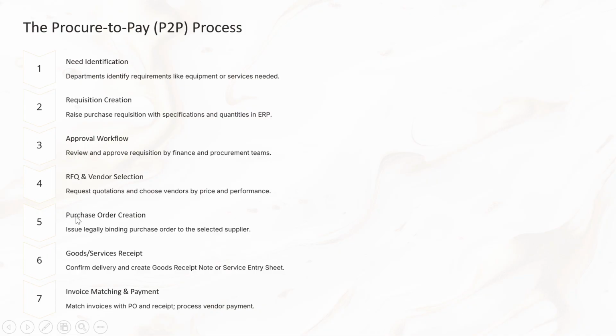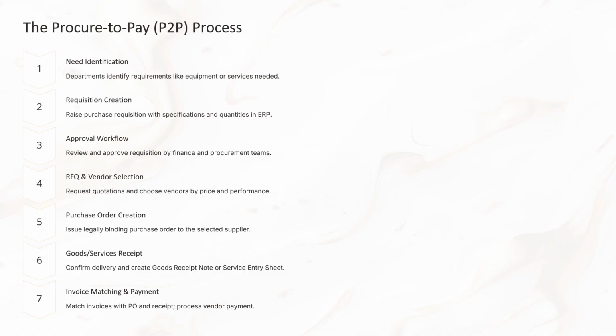Now the purchase order creation. Issue the legally binding purchase order for the selected supplier, whose rates, quality, services, delivery, and flexibility, a number of factors, are considered, and when all those conditions are met, that supplier gets the purchase order. Goods and service received. Confirm the delivery and create a goods receipt note or a service entry sheet once we receive the service or once we receive the goods. In case of a physical goods receipt, we make the goods receipt note, or in case of services, we make the service entry sheet.